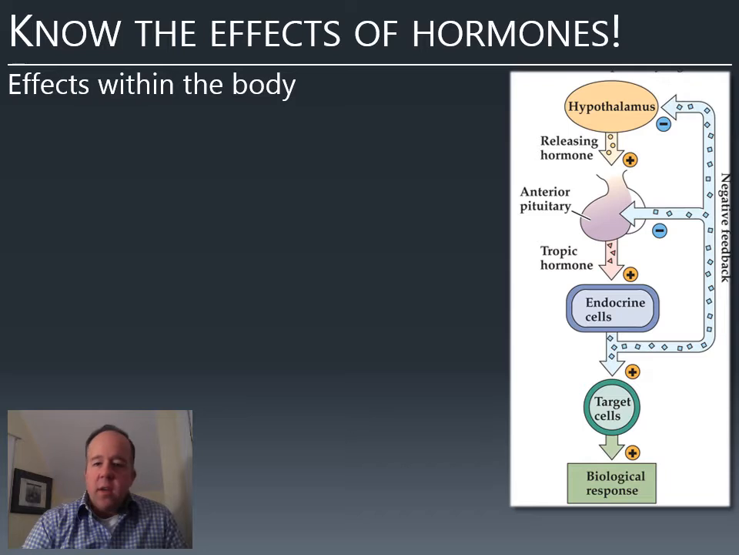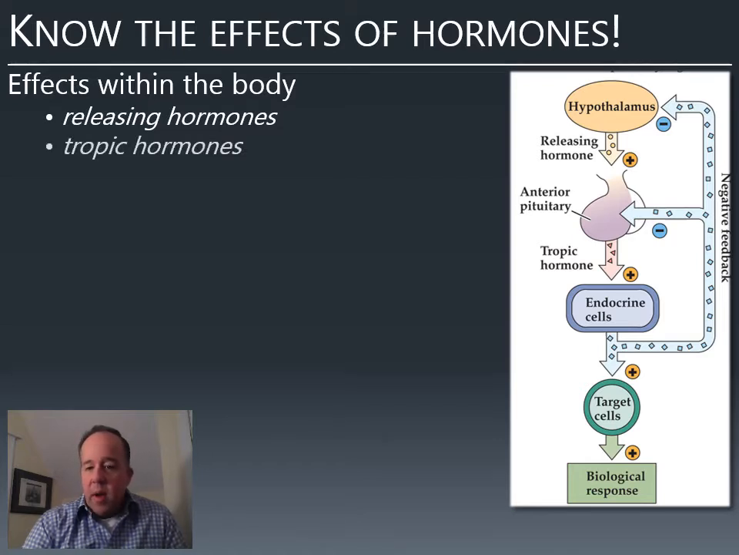So understand these cycles, these feedback loops within hormones. So what hormones do within the body. We'll restrict it to hormones now. So know what a releasing hormone is. The hypothalamus secretes the releasing hormone. It makes its way to the anterior pituitary, and the anterior pituitary responds by secreting tropic hormones. So know what those terms mean.